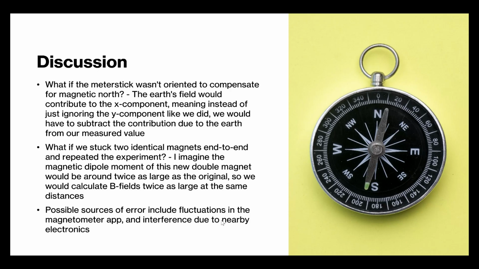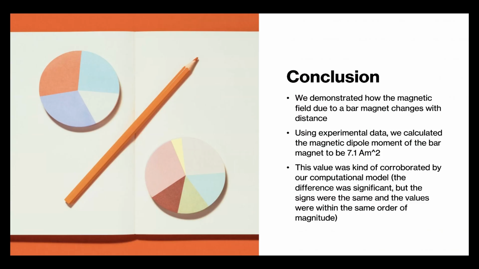Possible sources of error in our experiment include fluctuations in the magnetometer app and interference due to electronics and the Earth's magnetic field. In conclusion, we successfully calculated the magnetic dipole moment of a bar magnet. We showed how the magnetic field due to that magnet changes with distance, and we corroborated our calculated value with the computational model. Thank you for listening.